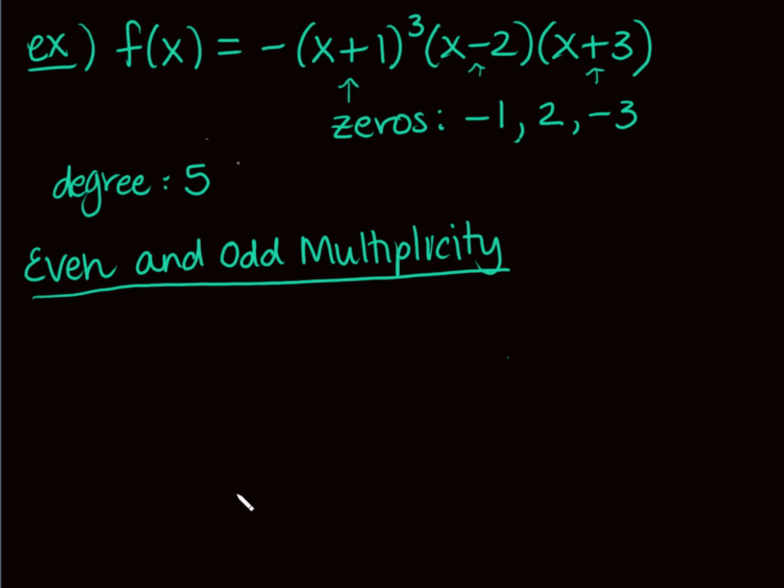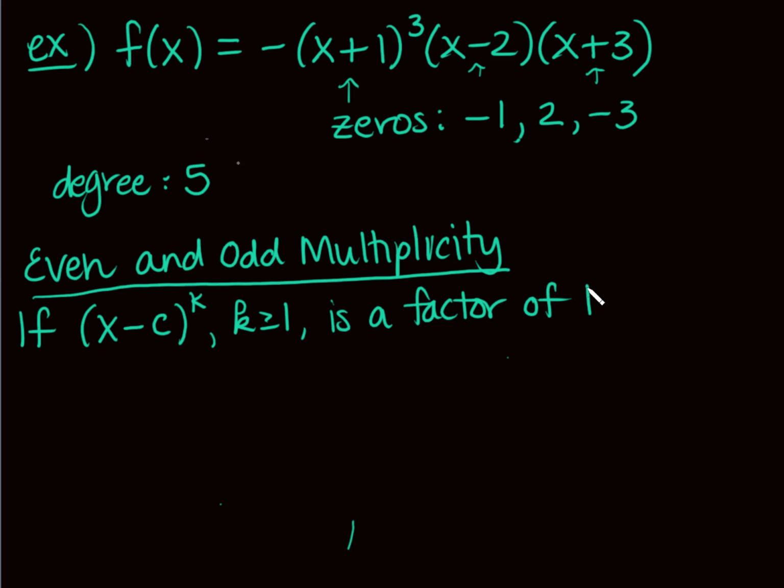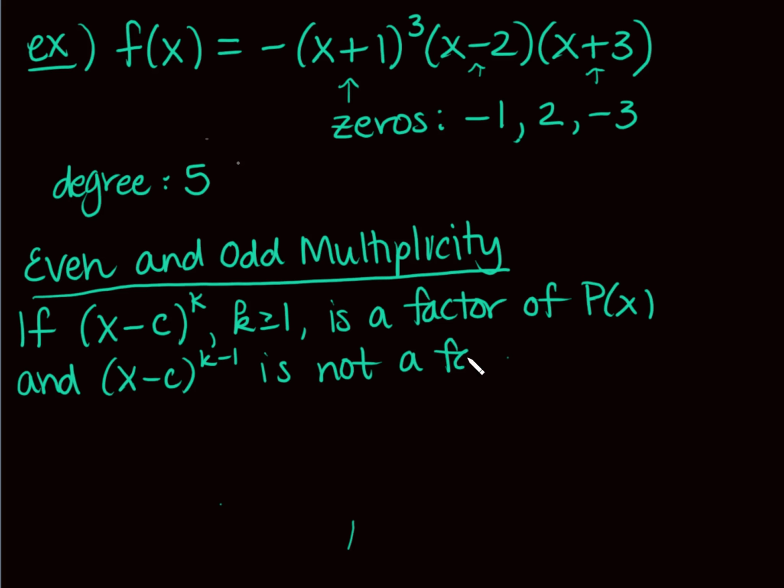So even and odd multiplicity, let's just write this down. What I'm basically looking at is what is happening with these factors that I have. So for example, this x plus 1 cubed. Let's say we have x minus c to the k, where k is greater than or equal to 1, which is kind of like duh. Let's say that that is a factor of p of x, and p of x is a polynomial. I'm not going to write that, we're just going to assume that, okay? And let's say that x minus c to the k plus 1 is not a factor. I'm sorry, I meant k plus 1.